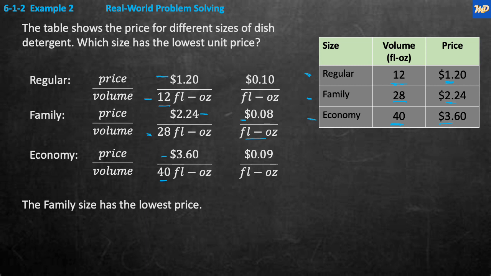Well, an interesting thing here is what? The economy, you would think economy would be the cheapest, but it's not. It costs less to buy the family size in the 28-ounce bottle. So the family size has the lowest price per fluid ounce.